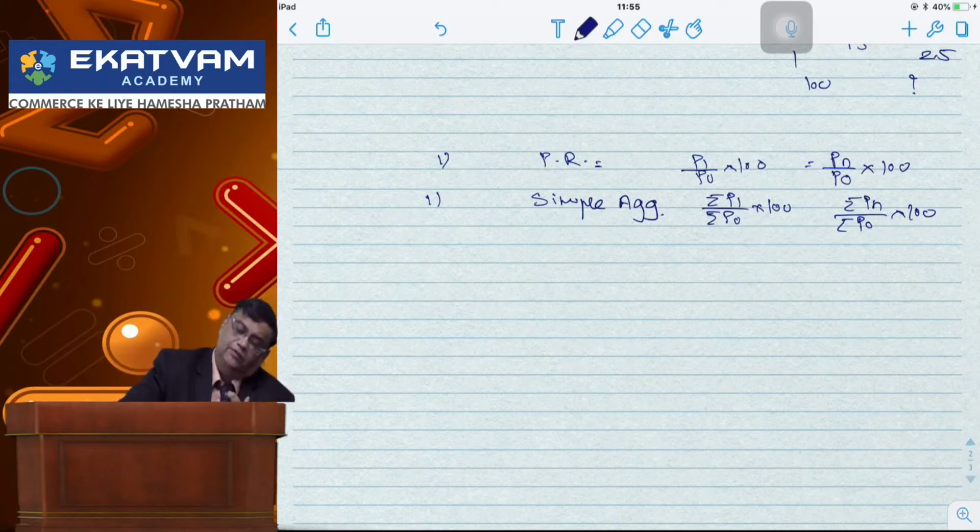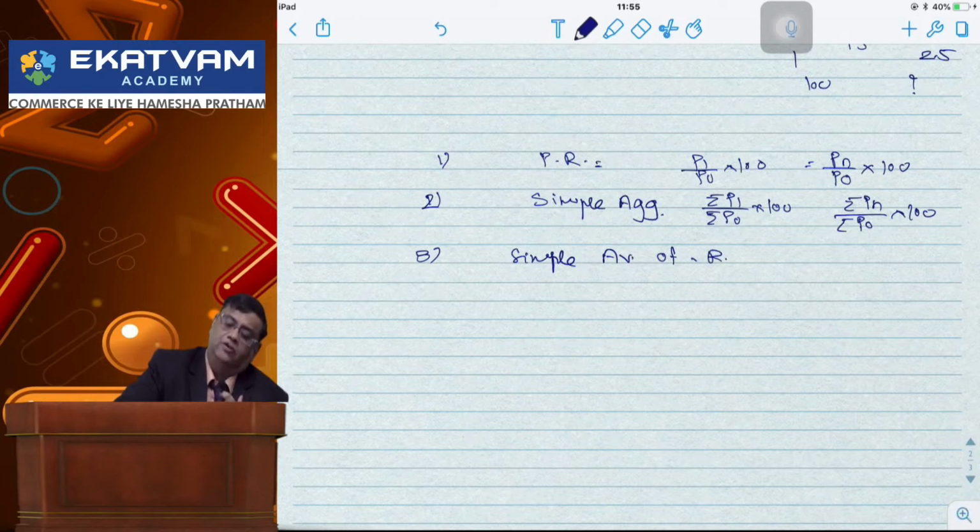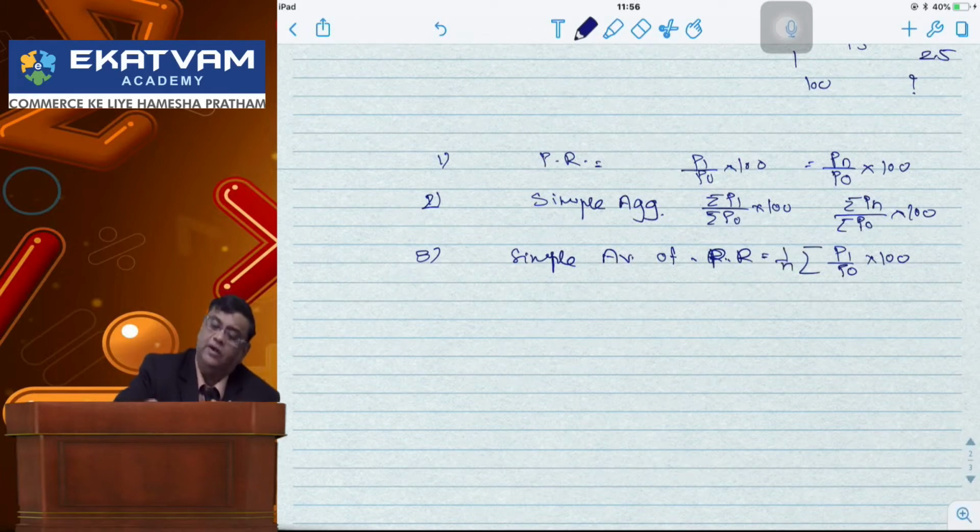Then my next question is about the simple average of price relatives. What is simple average of price relatives? That is P1 upon P0 into 100. This is a price relative. And I take the total and divide by n. But when I say average, I am referring to arithmetic mean.